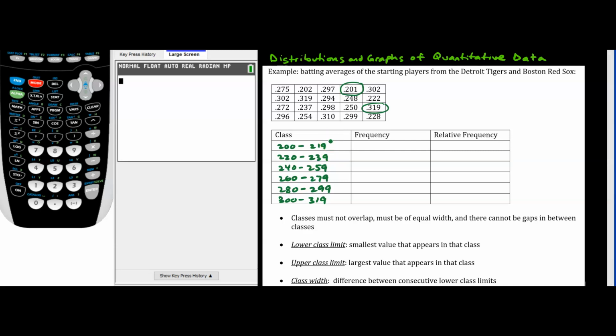Now the class width is something that people often get wrong when working with these distributions for quantitative data. They'll look at this and say, oh, it's 200 to 219, I think that the class width is 19. And they would be wrong. We define class width, as you see on the bottom here, as the difference between consecutive lower class limits. So the class width here is actually the difference between 200 and 220, or 220 and 240, 240 and 260. So the class width in our example is equal to 20.